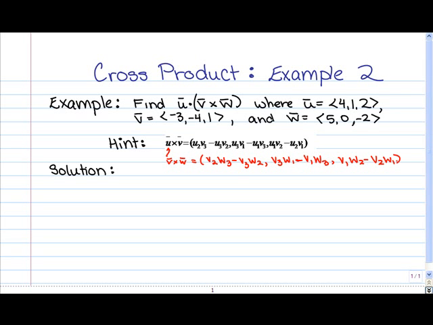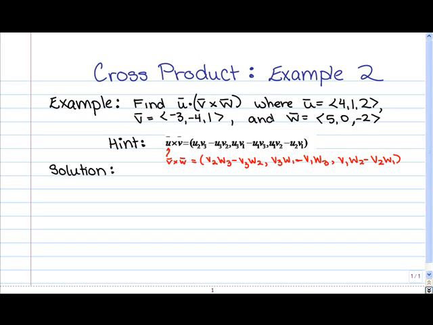That's a good first step to do, to rewrite the formula in terms of the vectors we're going to be using. Otherwise, it might get a bit confusing as to which components and which vectors we're going to be dealing with. So this is always a good strategy. Make sure that the formula isn't confusing you.